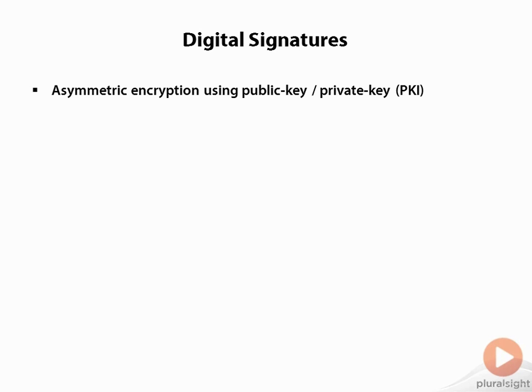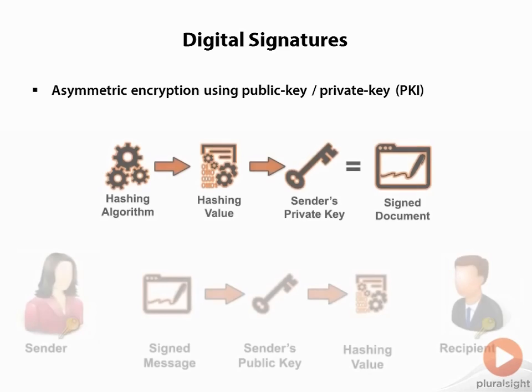In this scenario, we're going to use asymmetric encryption, which uses two linked key pairs, public and private, collectively known as PKI, or public key infrastructure. So in this example, we want to digitally sign an email.